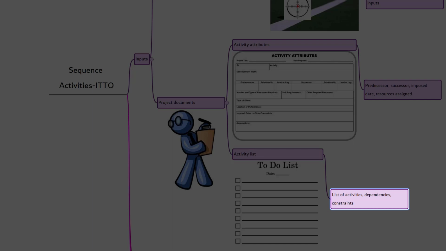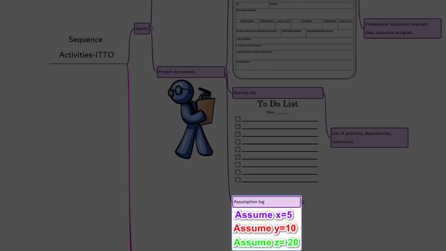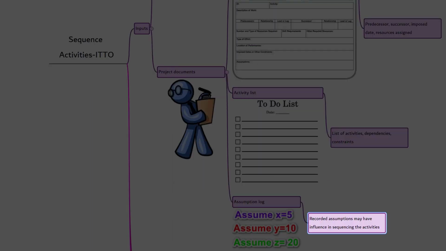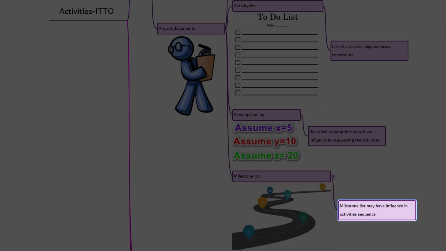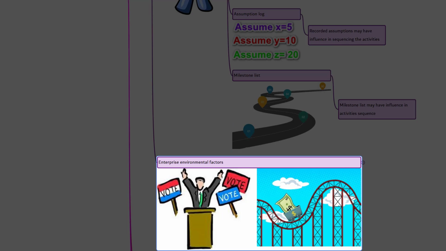constraints which can influence the sequencing of activities. Assumption log. Assumptions and constraints recorded in the assumption log may influence the way activities are sequenced. The relationship between activities and the need for lead and lag will have influence in sequencing the activities, so you need to consider them as inputs. Milestone list. The milestone list may have scheduled dates for specific milestones, which may influence the way activities are sequenced, obvious, right?